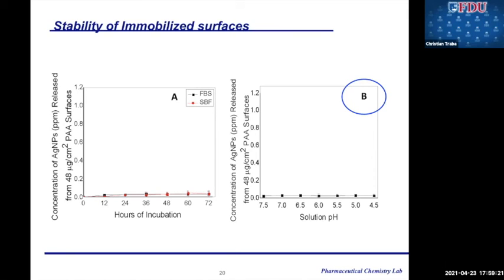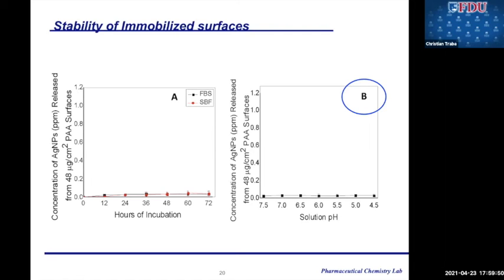As demonstrated through the work of others, adherent bacteria drop the local pH of solutions and of their microenvironment when colonizing a surface. In order to better understand the chemical effects of pH on our surfaces, we monitored the release of silver nanoparticles from immobilized surfaces in PBS with various pHs.